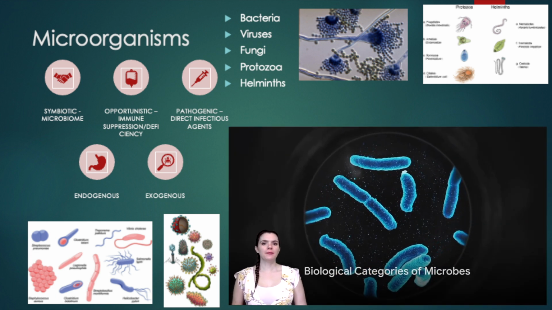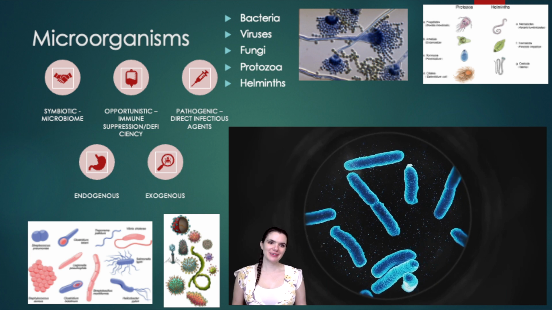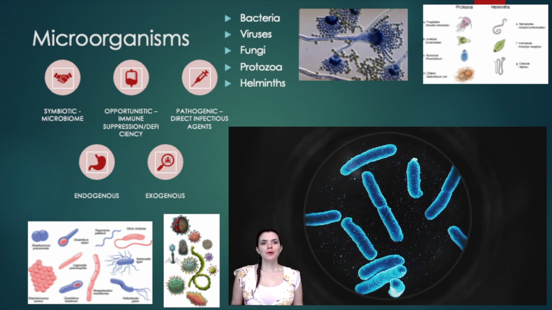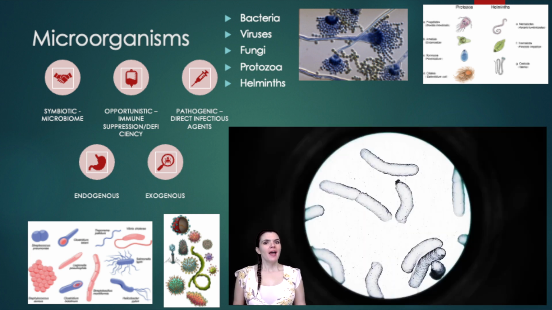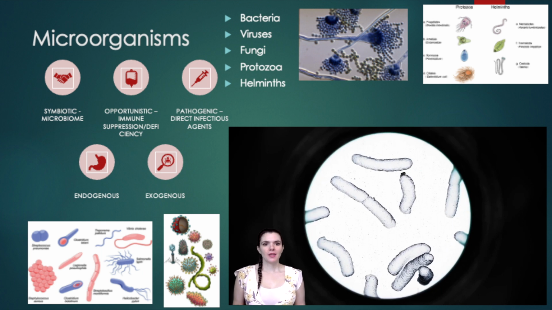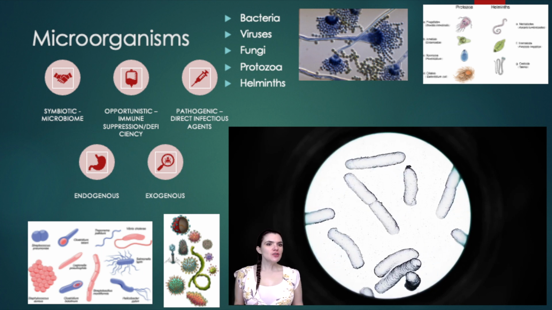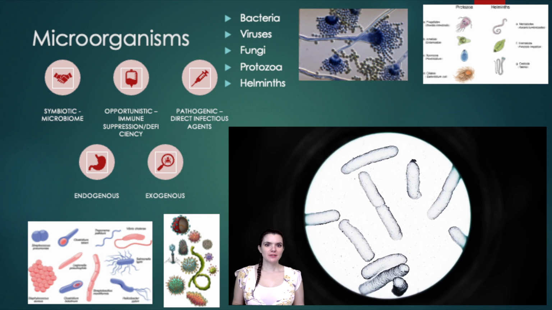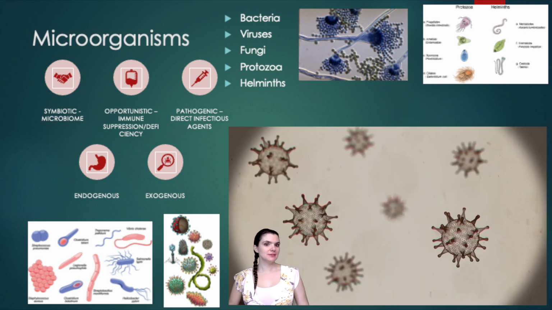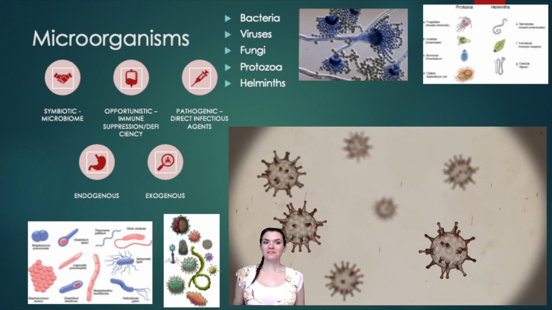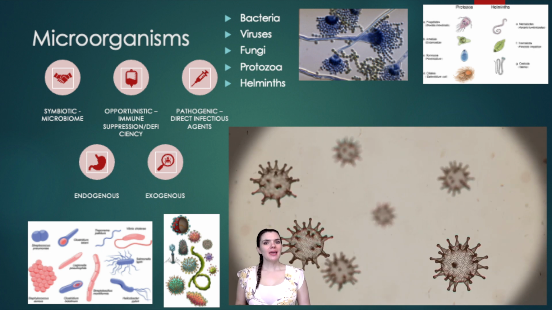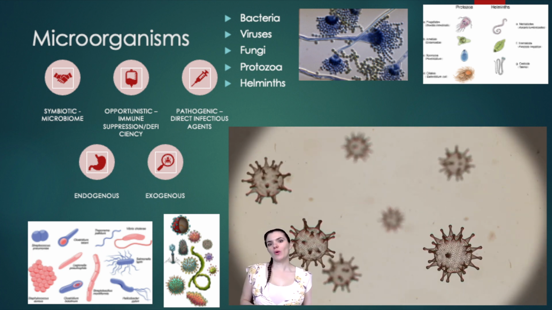Additionally, we can view microbes in their biological categories. Bacteria are prokaryotic, unicellular, and come in a variety of shapes. They are anuclear and do not have membrane-bound organelles in their cytoplasm. Viruses are submicroscopic infectious particles that replicate inside cells of living organisms.